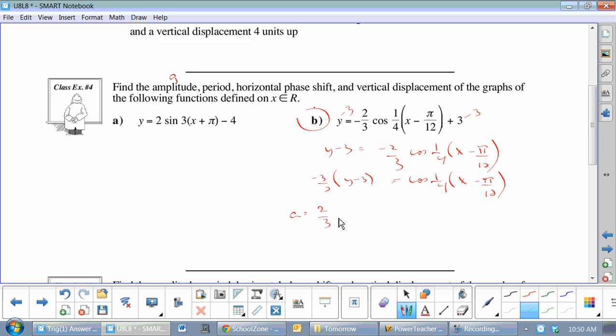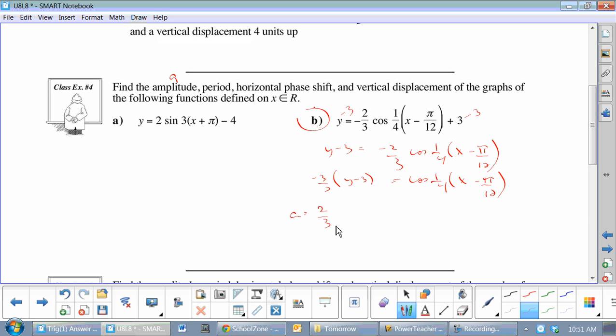And this came up a lot in the other class, like, why aren't we dealing with this? Well, we will later, but they didn't ask for it. They asked for the amplitude, the period, the horizontal phase shift, and the vertical displacement. They did not ask anything else. So just give them what they want, and the rest we'll do later.